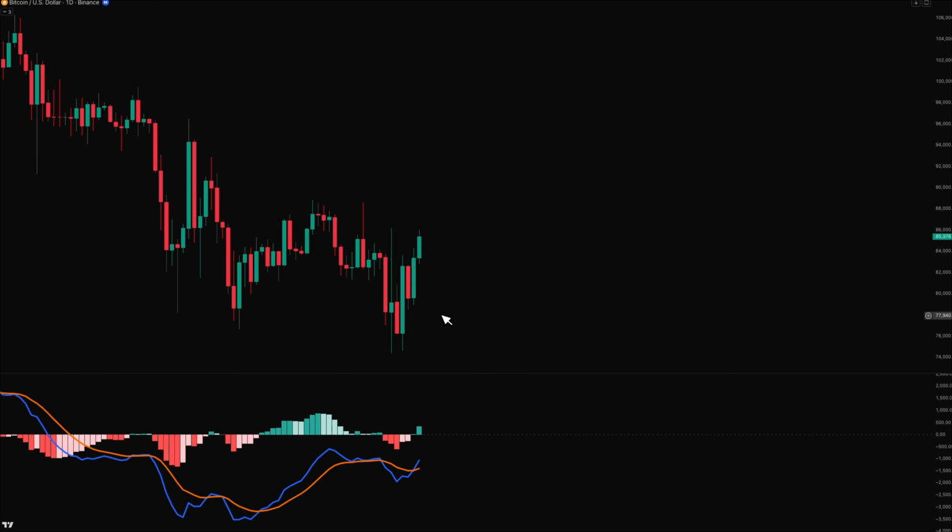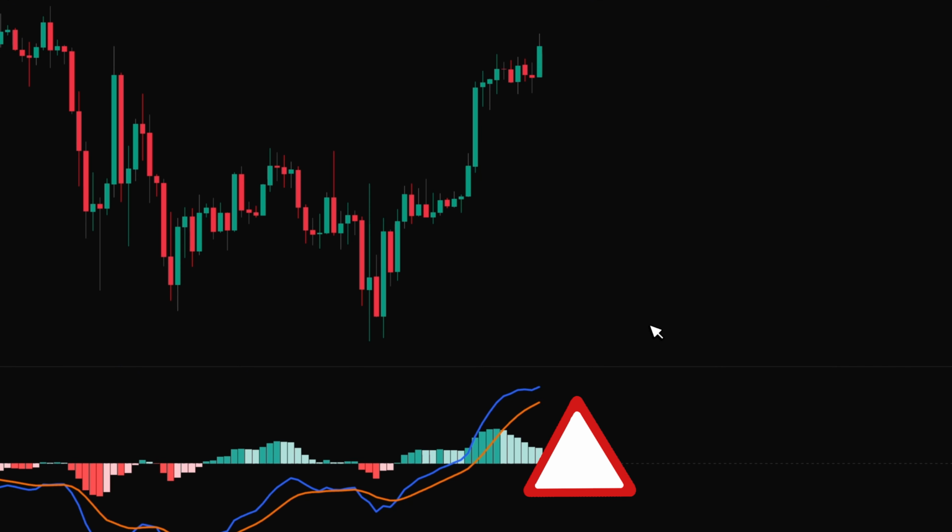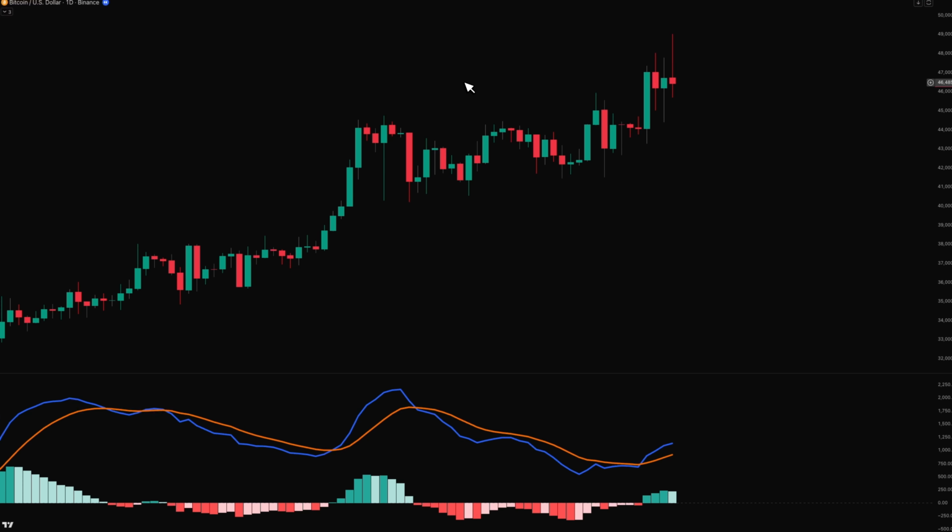Before every major breakout or crash, the MACD gives a warning. It's not the crossover, it's something else.